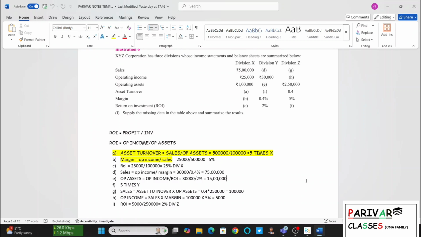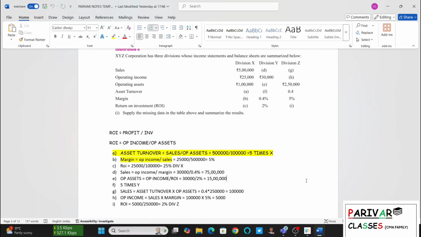Since division X has higher sales, it gets higher income. Division Z has lesser sales, so it has lesser income even though the margin is the same. Margins are the same, but asset utilization is less in division Z. Therefore, division Z has less sales. Asset utilization is good in division X, so it has good sales. Good sales convert into good profits. Less sales convert into less profits.